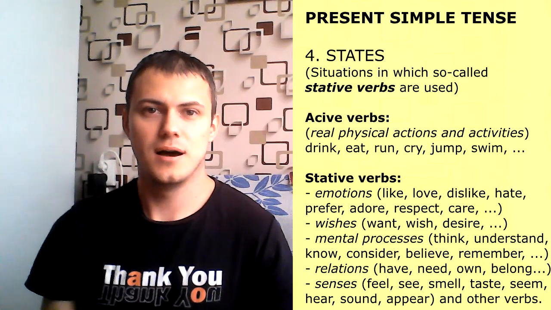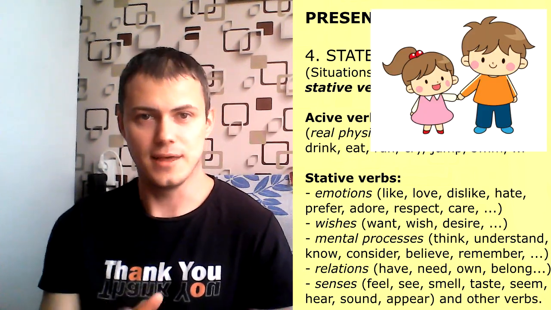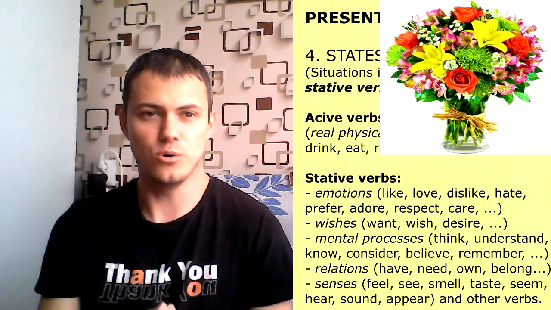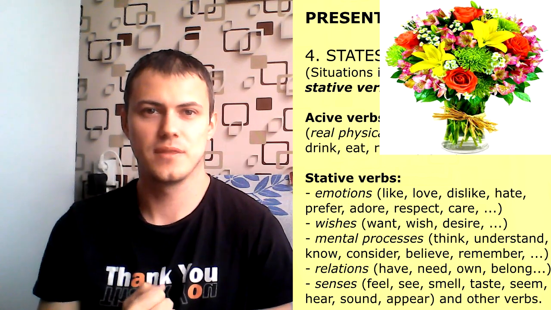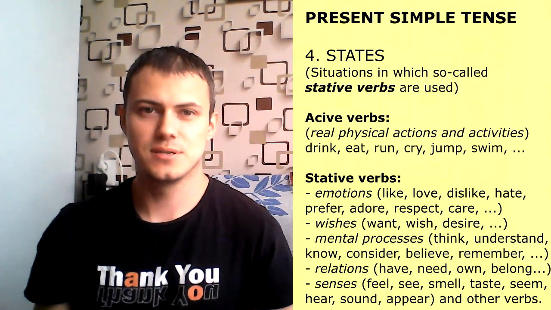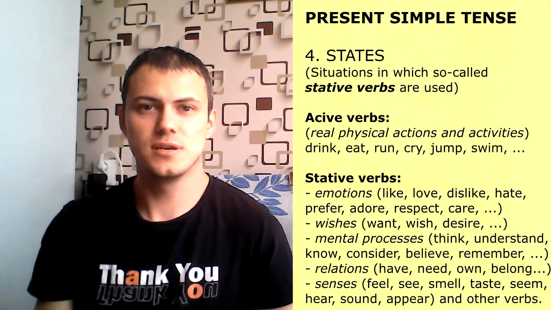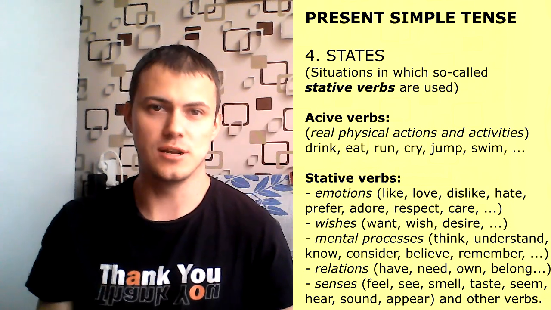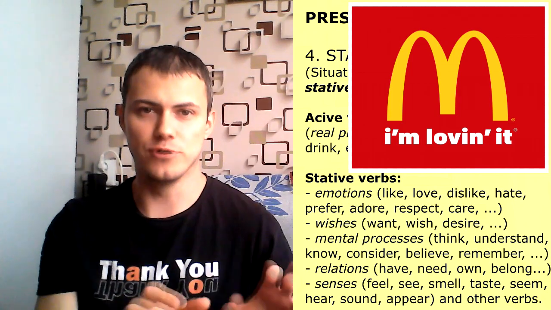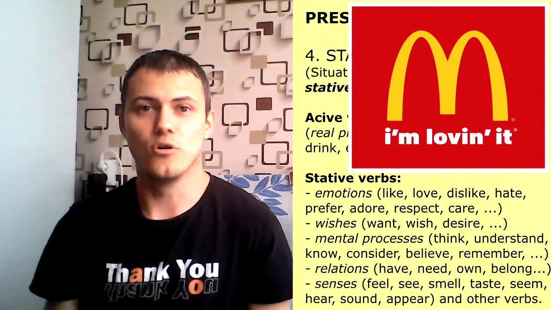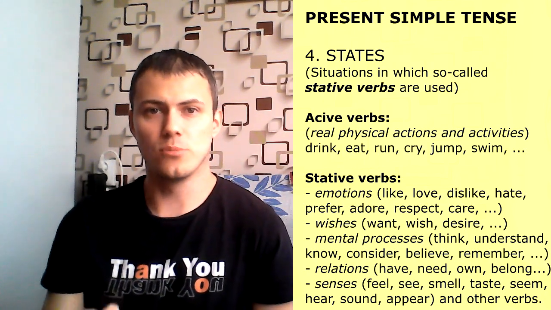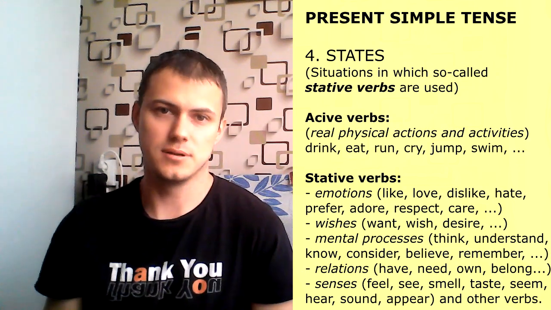Another example. I have a younger sister. That's true. Siberia belongs to Russia. These flowers smell good. This hamburger tastes awful. Well, sometimes we can use the stative verbs in continuous form, but usually in informal situations. For example, McDonald's uses "I'm loving it" as a slogan. So for now, just remember as a general rule that stative verbs are normally used in the present simple tense.